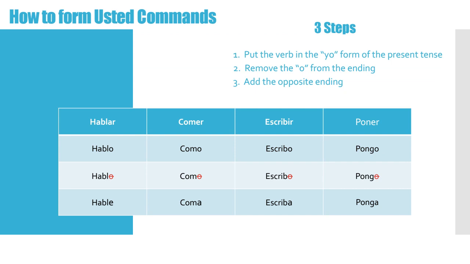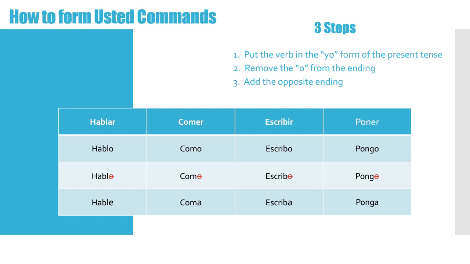All right, so let's walk through the steps of how to form usted commands. You're going to see that it's actually pretty easy. There's just 3 steps that you need to know. The first step is put the verb in the yo form of the present tense. Like I said, commands are built on the present tense. You go back to the yo form of the present tense, and that's where you start. And then from there, you change the verb to be a command.